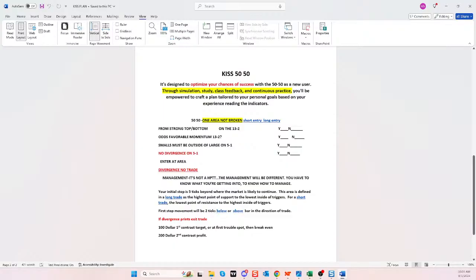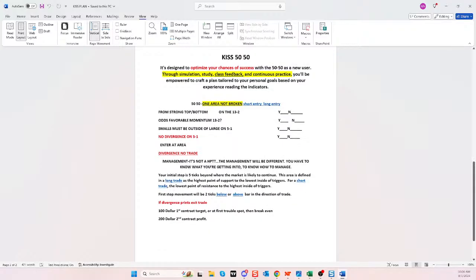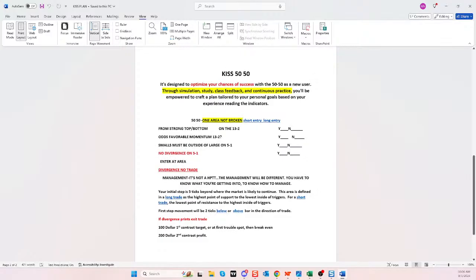Yes. And guys, the reason I did that, and I'm so glad that it lost, and I know that sounds weird, but I'm on simulator, because the area hadn't broken yet. The area hadn't broken yet. The large triggers didn't get below. And guys, this is the second trade on the KISS plan, and I want you to see something, how rule adherence is going to optimize your chances of success.